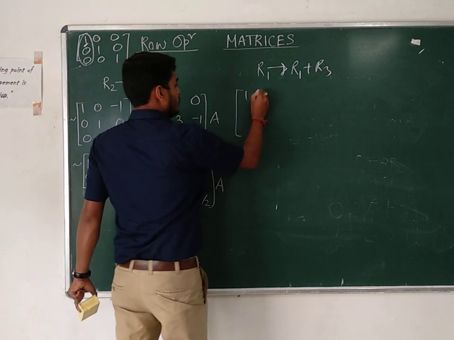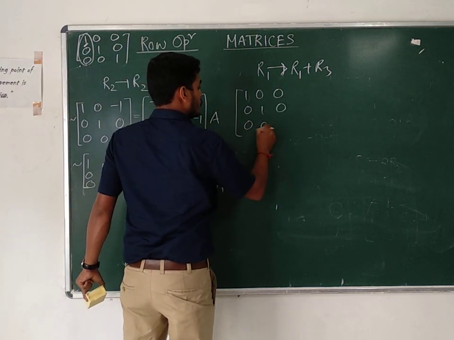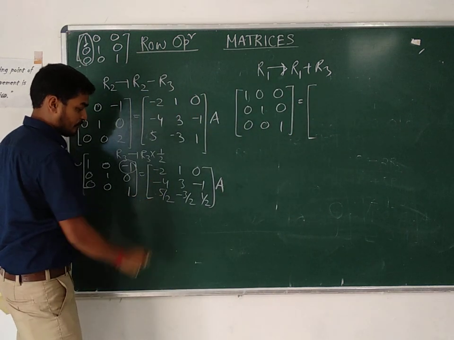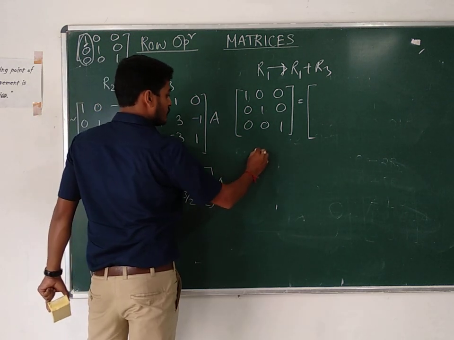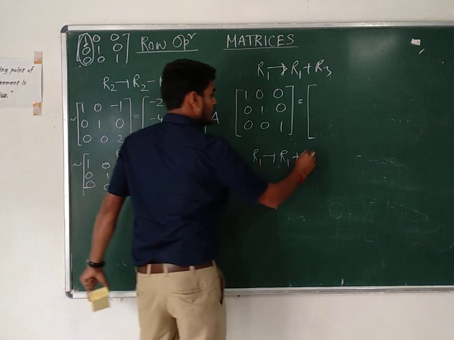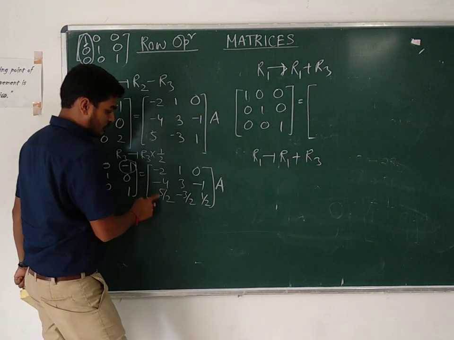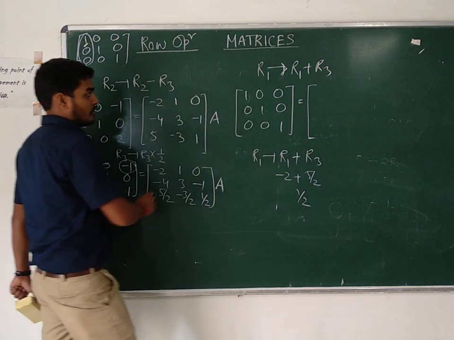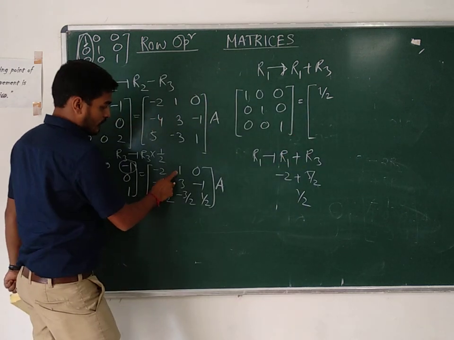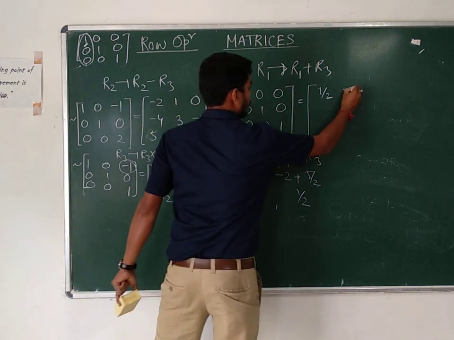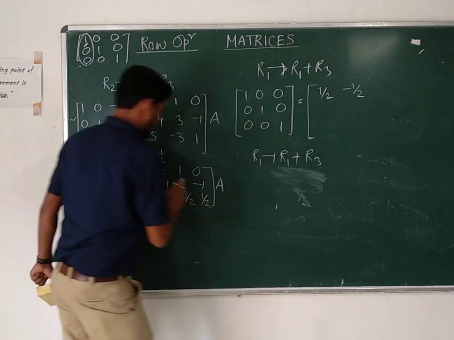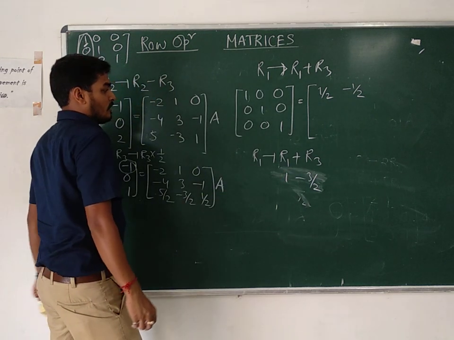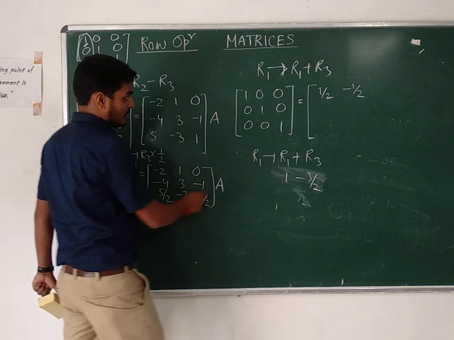So what will be the matrix? 1, 0, 0, 0, 1, 0, 0, 0, 1 is equal to. Here what will we get? Row number 1 plus row number 3: minus 2 plus 5 by 2, it will be half. Then 1 minus 3 by 2, it will be minus half. Then it will be 0 plus.